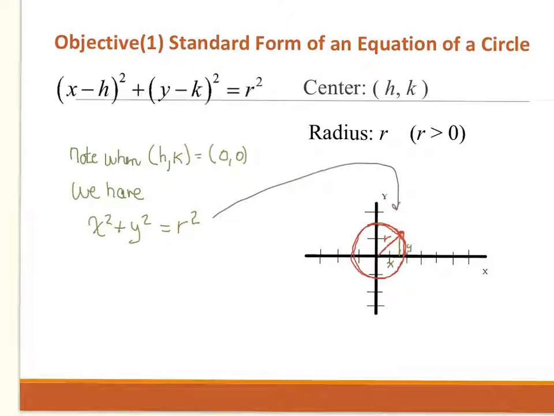So the standard form of a circle is (x minus h) squared plus (y minus k) squared is equal to r squared. The center of the circle is at (h, k) and the radius is r. R, you will notice, is greater than 0. So we note when (h, k) is at the origin at (0, 0), we just have x squared plus y squared is equal to r squared.